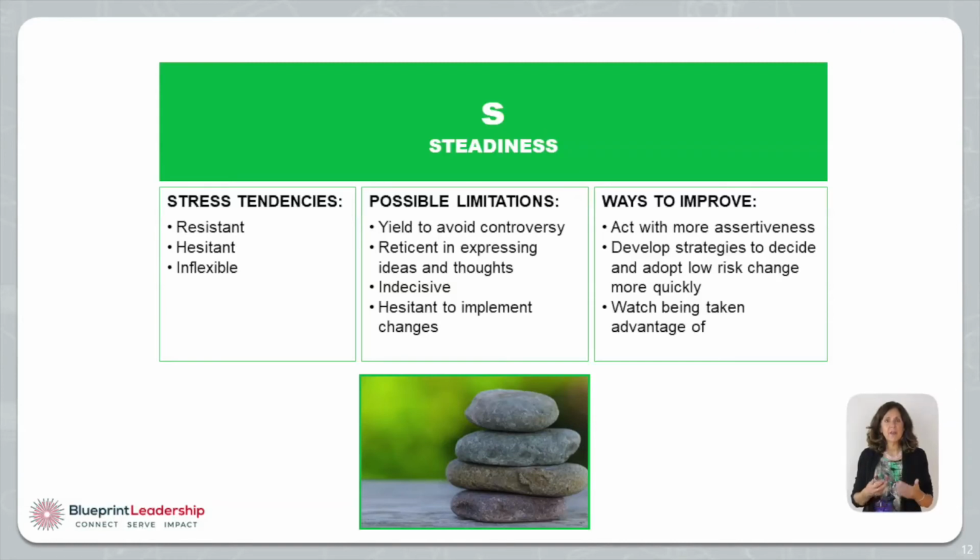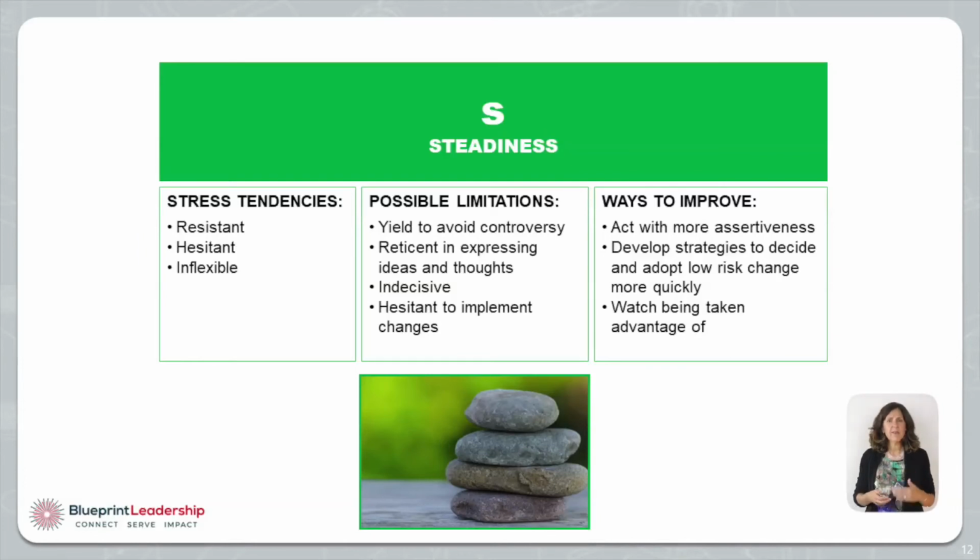So they will tend to refrain from conflict because they don't want to have that tension. Sometimes they'll refrain from communicating their ideas. They aren't the kind of people that are going to fight for airspace. So if other people are monopolizing the conversation, a high S is not going to compete for airtime. They're going to step back and let other people take the floor.